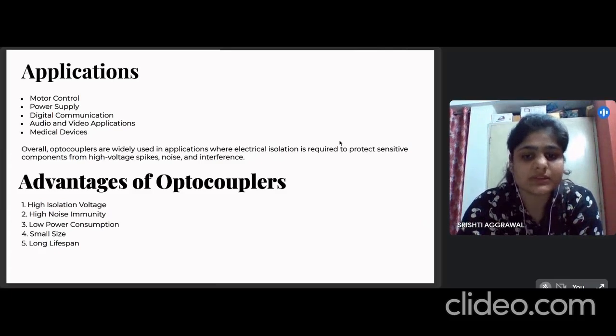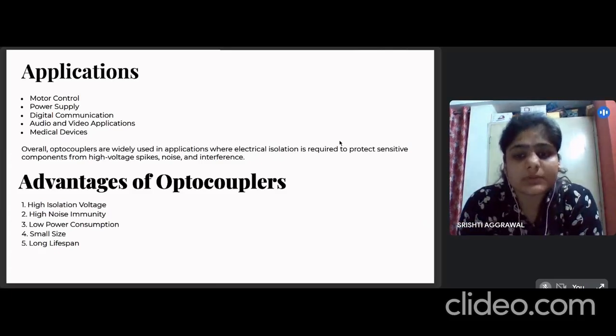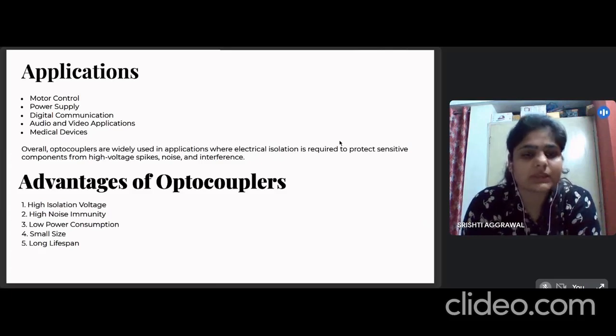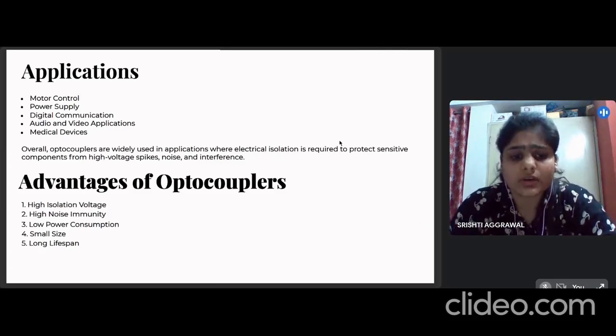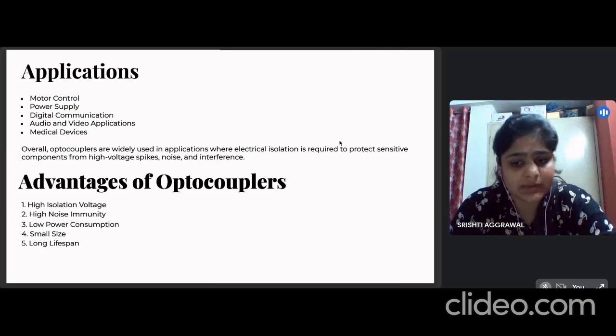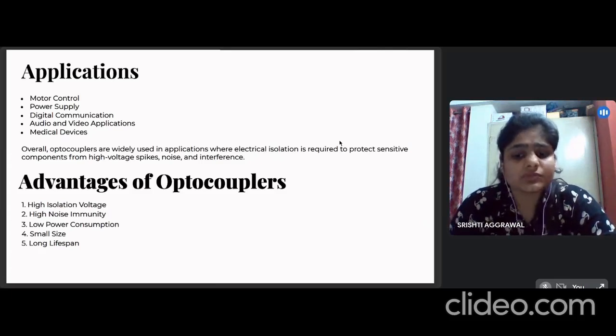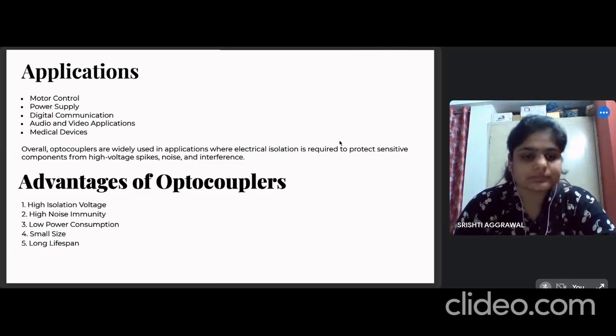The next advantage is high noise immunity. Optocouplers provide high noise immunity, making them ideal for use in noisy environments. They use light to transfer signals between input and output circuits, which is immune to EMI and RFI. Optocouplers also consume very little power because they use a light emitting diode to transfer signals, which consumes very little power compared to other types of electronic components.